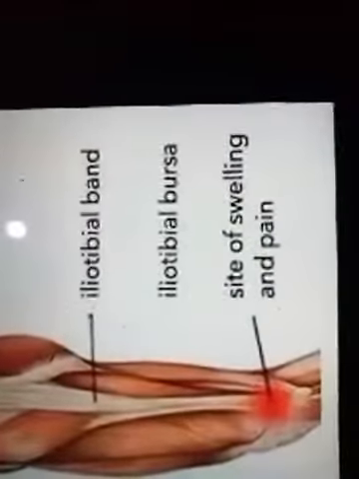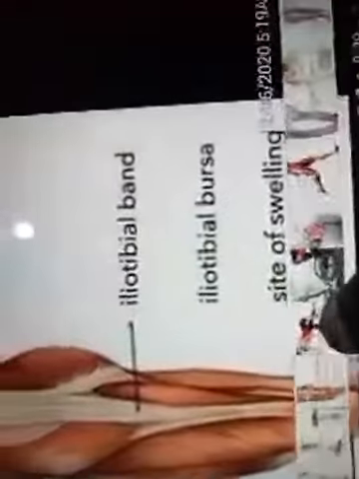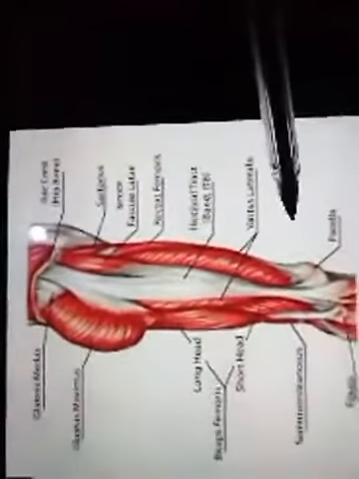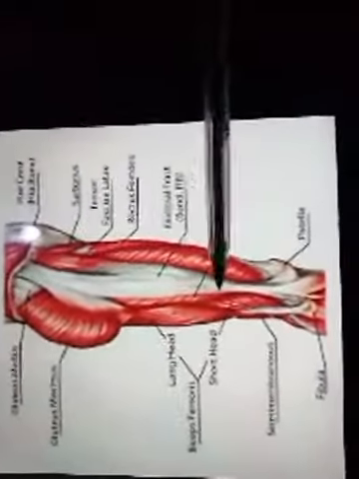Okay, so let's look at some more pictures. Okay, so this is very clear. We can see it clearly here. And then let's look at if we have other more. Okay, so this is a very good picture of the iliotibial band. So you can see the long structure here.